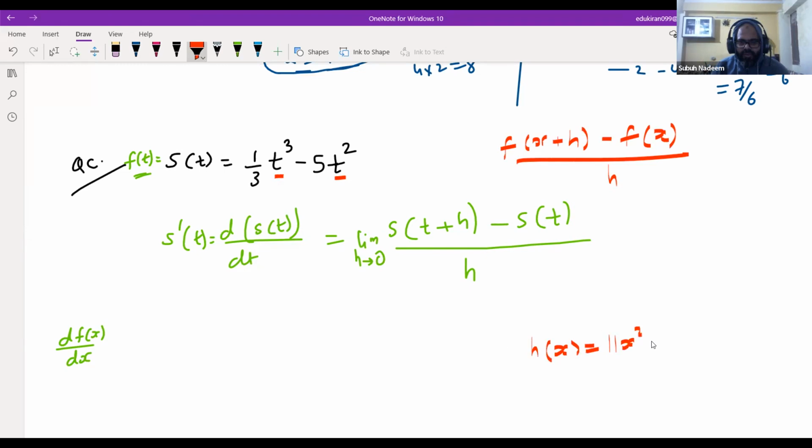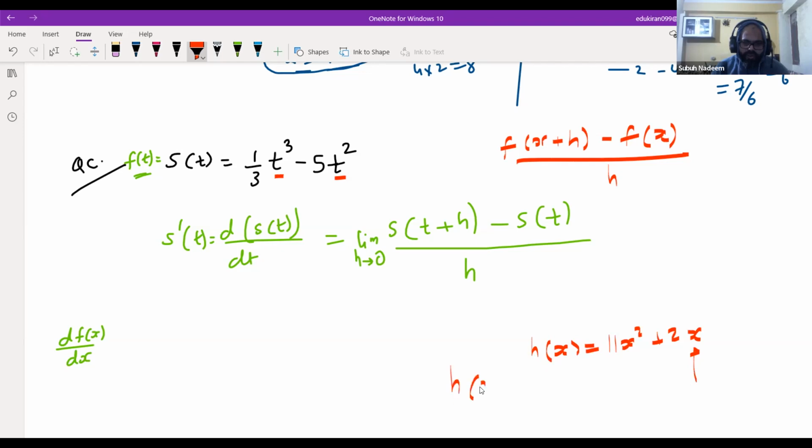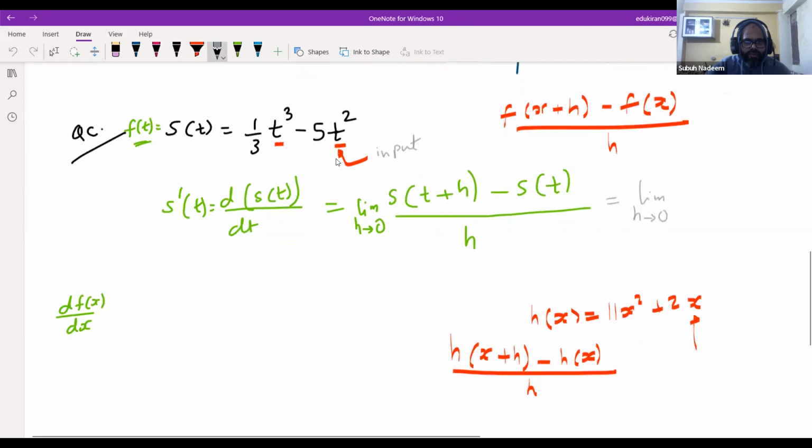If you see the previous question, there the variable was x. So we were using h of x plus h minus h of x by h. Here the variable is not x, it is t. Everywhere the variable which varies actually, that is t. We are using variable t here. We can use either x or t, whatever is the input. Input is the variable here. Okay. Yes, sir. So this will be equal to limit h approaching 0 and s of t plus h if you want to find out.